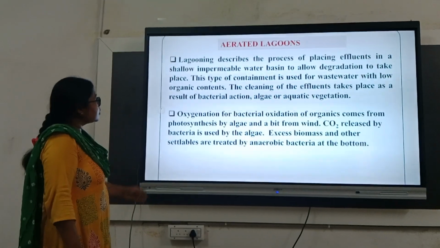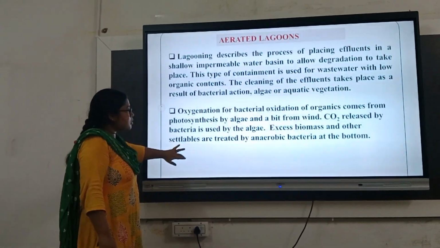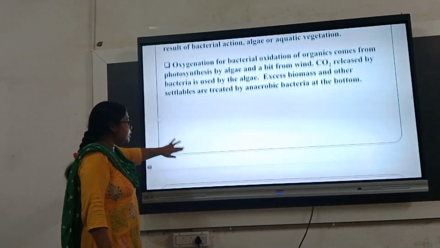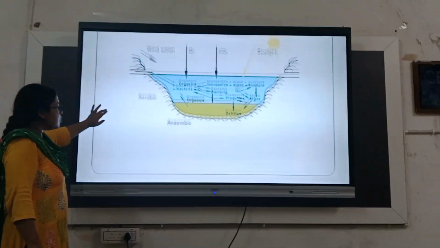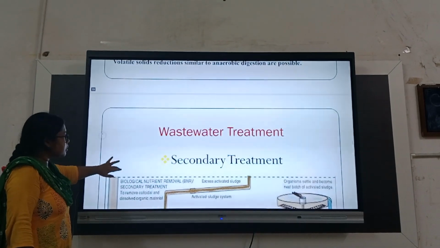Aerated lagoons. In your syllabus, aerated lagoon is not there, so I am skipping it. This is also not there in your syllabus.